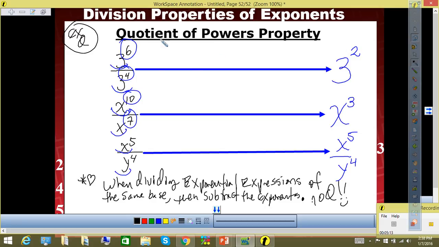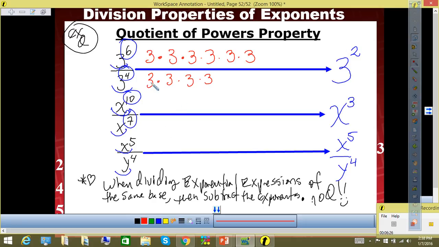Okay? Now check this out. Let me show you why it works. Why does it work according to the rule? Because I just gave you the rule, right? So pens down, eyes up here. Look up, please. Writing utensils down. Here it goes. 3 to the 6 is the same as 3 times 3 times 3 times 3 times 3 times 3. Do you agree with that? Yeah. 3 to the 4th is the same as 3 times 3 times 3 times 3. You agree with that?